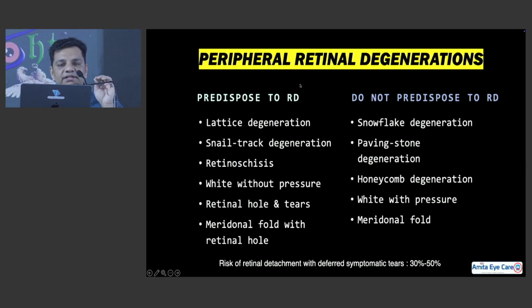So the degenerations which predispose to an RD are important: lattice, snail track, retinoschisis, white without pressure, holes and tears. And which don't predispose to RD also you should know: snowflake, paving stone, honeycomb, white with pressure, meridional folds.